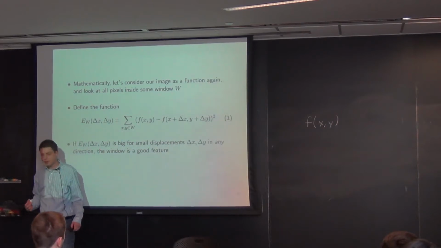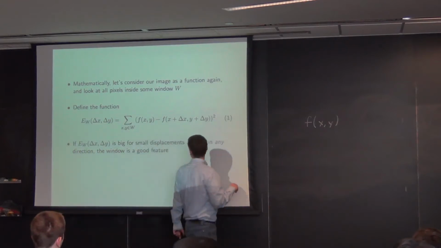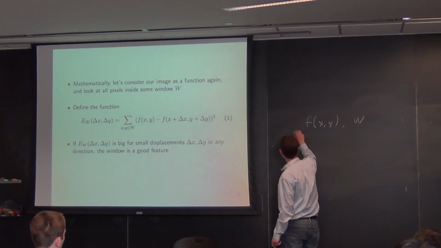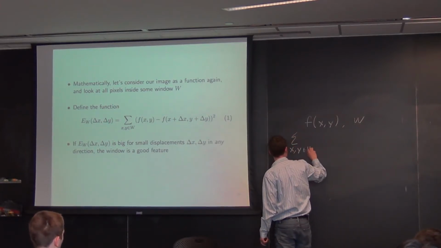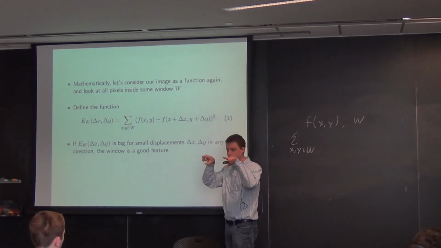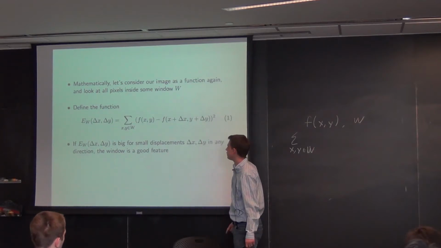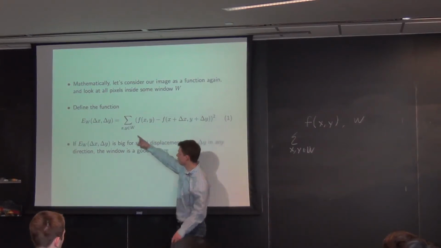And mathematically, what we want to do is consider all the pixels in some window. The way I'm going to write that is the window is W, and if I want to sum over all x and y, I'd sum over all x and y that are in W. That would be all the pixels in some window. And a window just means a little block around some center point, say centered at our desired feature. So now we're going to find this function E.